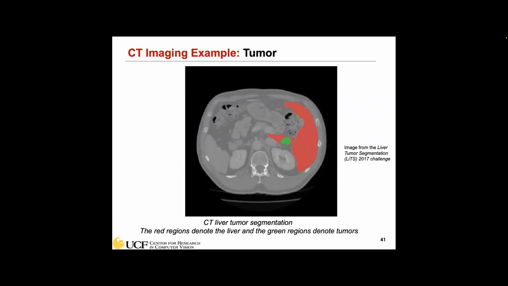And here are a couple of CT imaging examples. We can use CT images to diagnose tumors. Here I provide an image for liver tumor segmentation, where the red color indicates the normal liver region and the green indicates the tumor region.